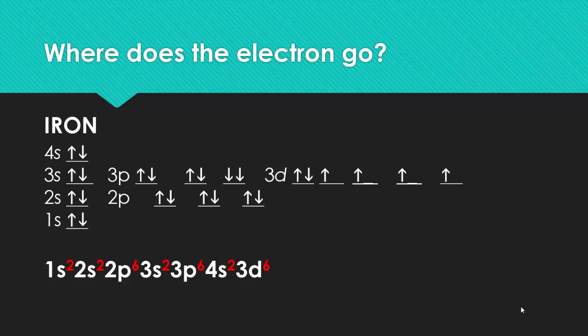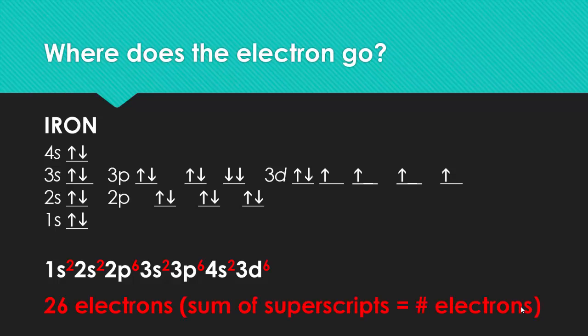Now if you add up the superscripts, you get 26 electrons, and the sum of the superscripts must equal the number of electrons you have to place. Now this can also be written in this fashion, where you put all of the third energy level together, and this reminds you that the 4s2 are the valence electrons, that you have 2 valence electrons here.